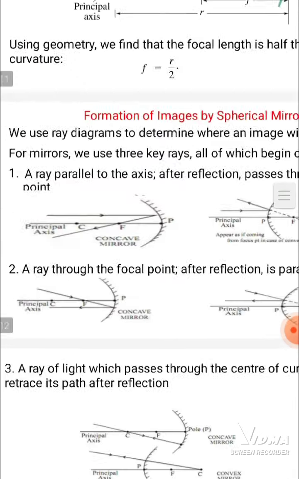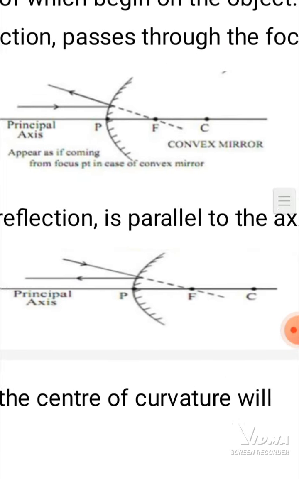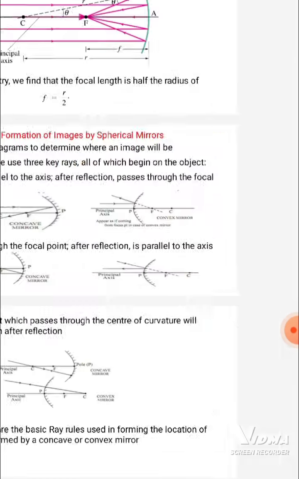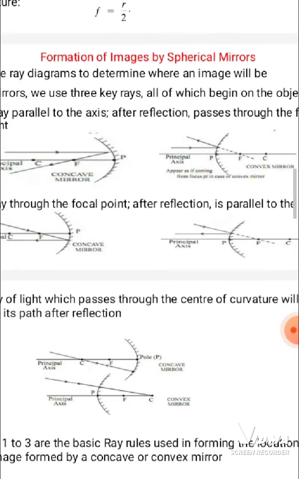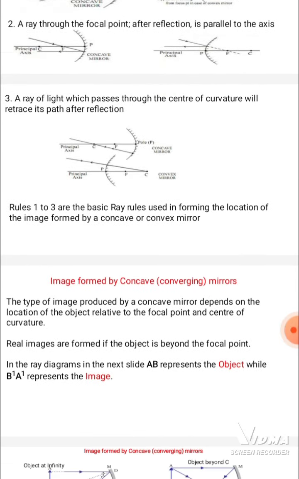And in the case of the convex mirror, you also have the ray, which is through the principal focus. After reflection, it is also parallel to the principal axis. But in the case of the convex mirror, the focus is behind. The principal focus is behind. Then for the third one, a ray of light which passes through the center of curvature will retrace its path after reflection.